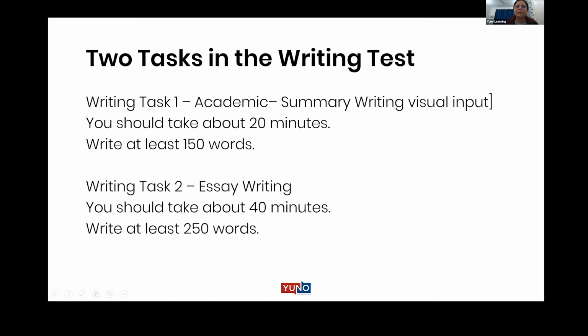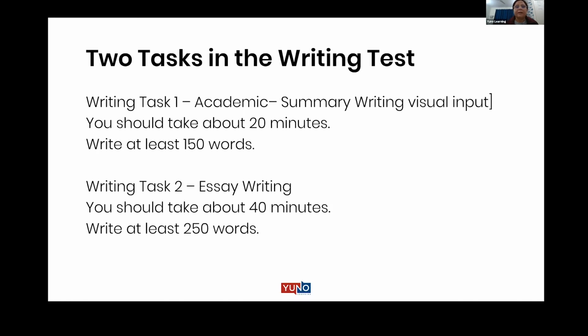So writing task 1, academic, as I just shared with you all, is summary writing based on a visual input. How much time should you take? Nobody decides the time, but you're advised to take 20 minutes for task 1. Why? Because task 2 is worth double the score of task 1. So you should take 20 minutes for task 1, not more than that.